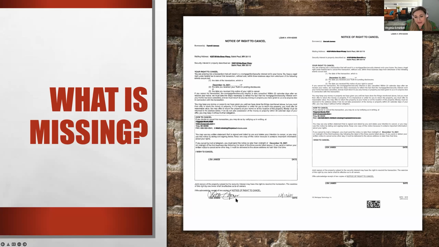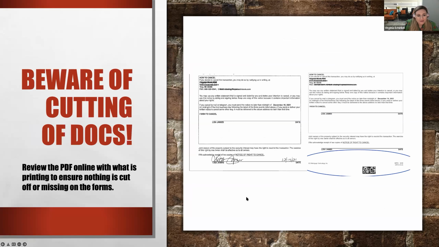All right, and so that's what it is. You see that barcode? What happened there? So you want to beware of cutoffs. Review the PDF online with what's printing to ensure nothing is cut off or missing on the forms. Especially do you do this on legal documents? Are you printing on legal? Did you print on letter? Is all the legal cut off? Or even if you printed on legal, sometimes your printer settings aren't set up right, and everything is going to get scooched down. So this is a real life error. This happened 2 days ago. Took an entire day to get corrected, and the lender and everyone was all fired up.